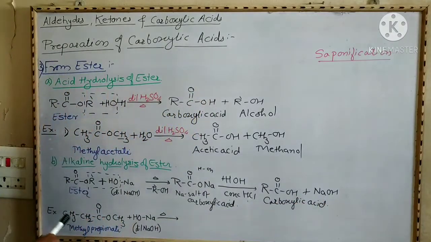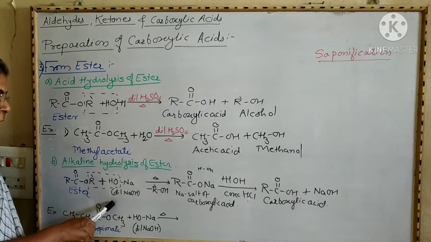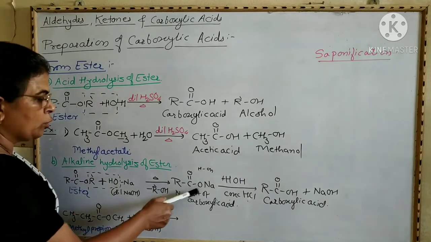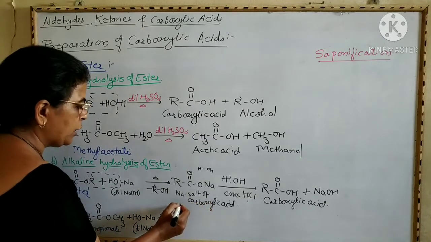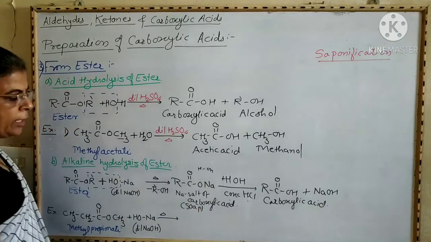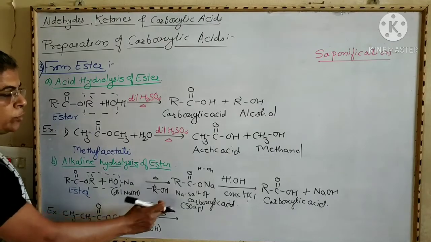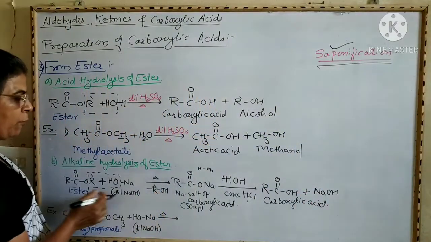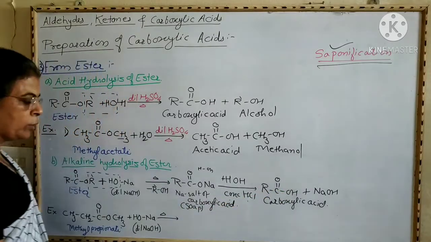Now this is a two-step reaction. In the first step, ester undergoes alkaline hydrolysis by using NaOH or KOH to form the sodium salt of carboxylic acid. This sodium salt of carboxylic acid is nothing but soap, that is sabun. That is, here formation of soap takes place. Therefore, this process is known as saponification. This is the saponification process, and this soap then, by acid hydrolysis, gets converted into carboxylic acid.